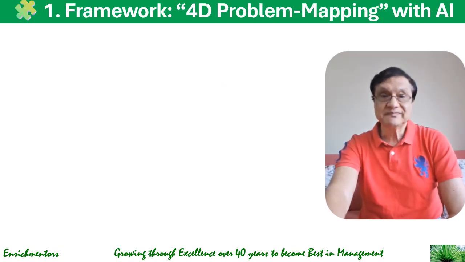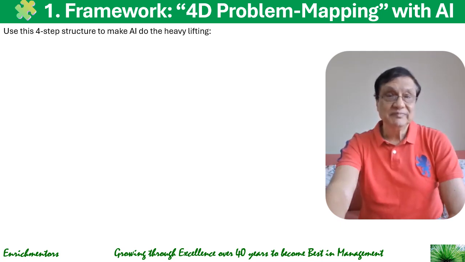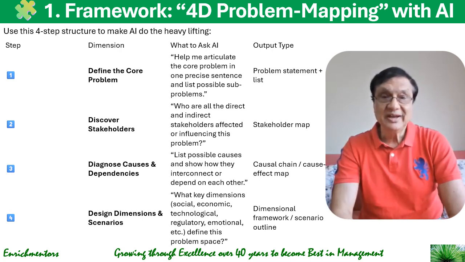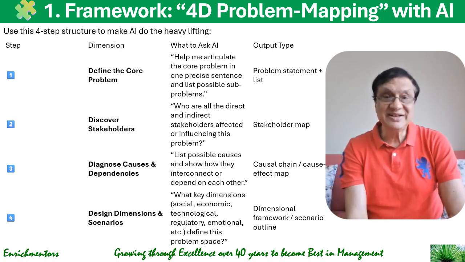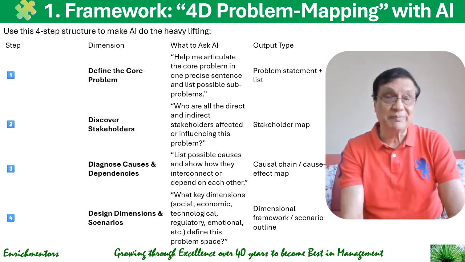So what are the various steps, the framework that we can use? Here we have a 4D problem mapping framework with AI. Let's take a look at that quickly. You can make AI do the heavy lifting through this framework. The first step is to define the core problem, where you ask AI things like, help me articulate the core problem in one precise sentence and list possible subproblems. And what you get is a problem statement plus a list of subproblems.